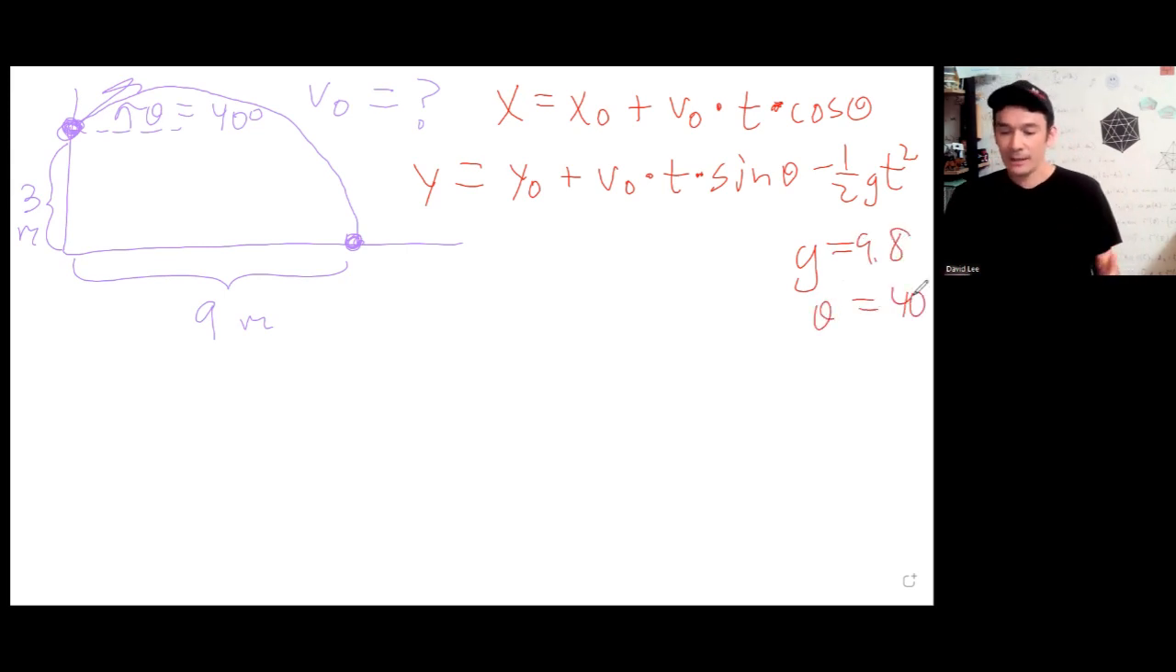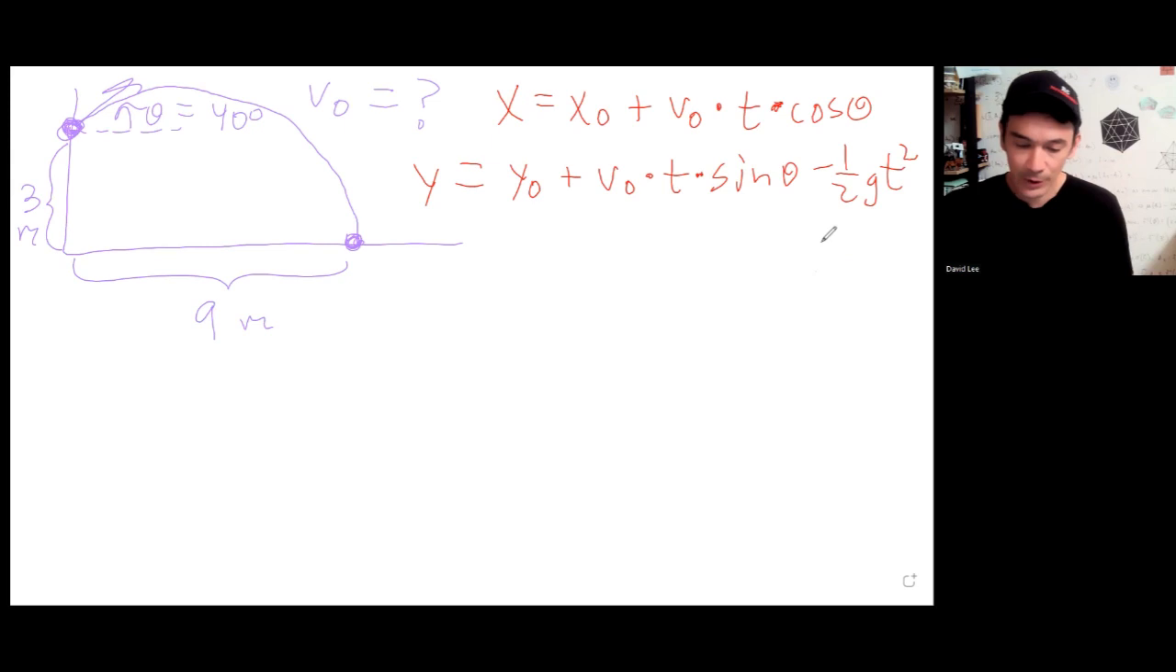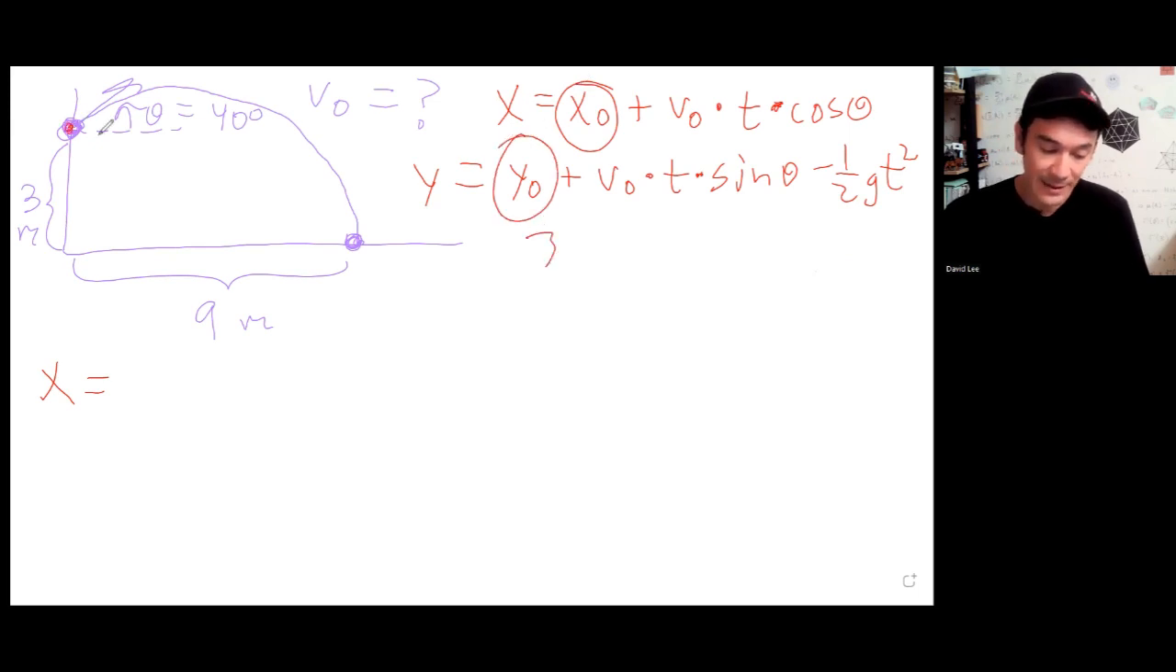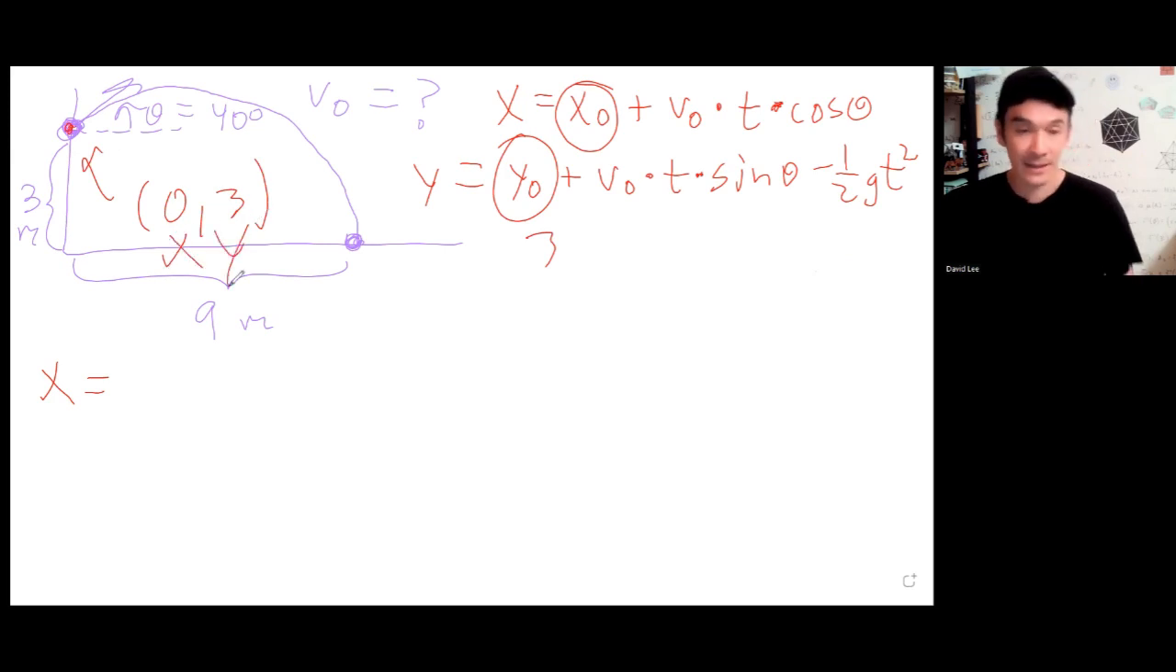Let's take g, let's take theta, and let's plug them into these equations, all right? So let me write that down over here somewhere. We also know x naught is going to be 0, and y naught is going to be 3, because the object is there, and those coordinates are 0, 3, initial x, initial y. So we know quite a few things.